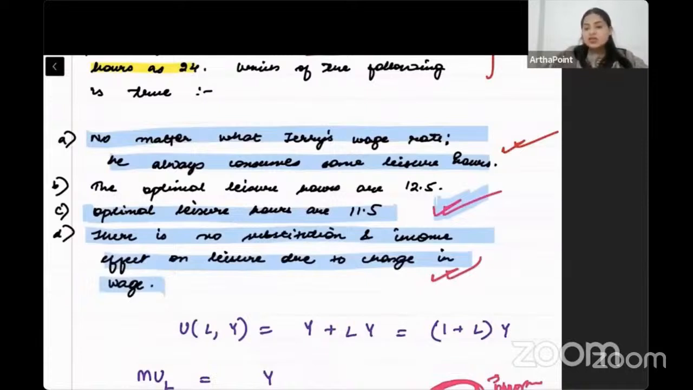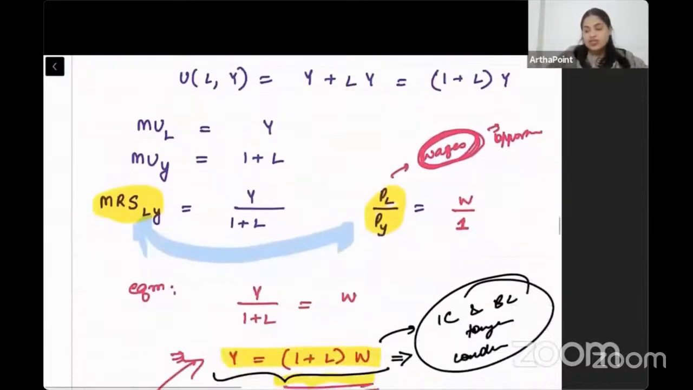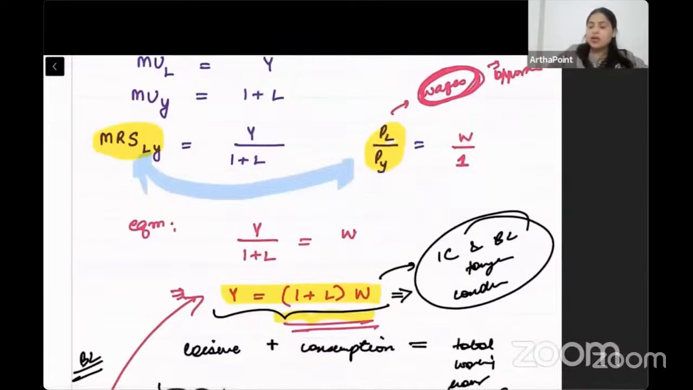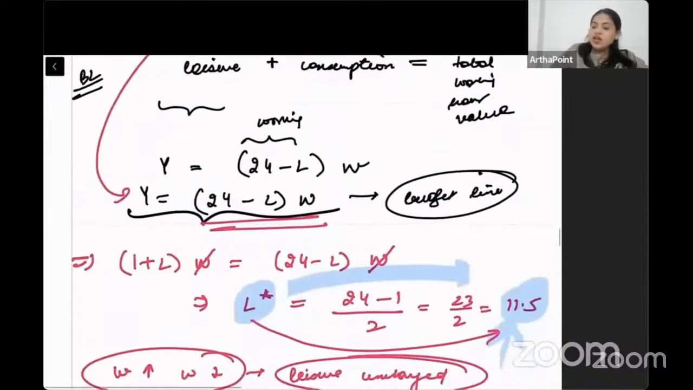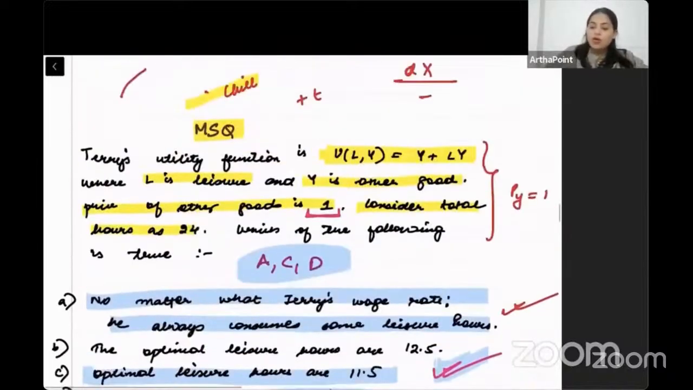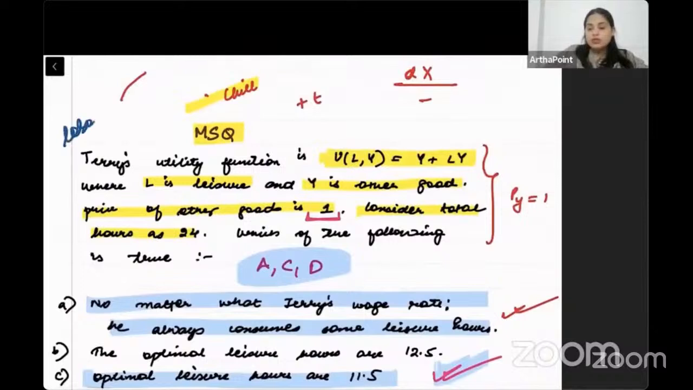So the correct answer to this question should be A, C, and D. That only this is incorrect. 12.5 नहीं 11.5 आएगा, but we have proved that the leisure does not depend on the level of wage rate. Again, पूरा प्रोसेस सेम ही था जो हम हर यूटिलिटी फंक्शन में फॉलो करते हैं. I just found out the MRS equal to price ratio and I just equated it in the budget line. For this, beta, if you want, you can refer to the lecture on labor market that is posted in your advanced videos and try to solve that.